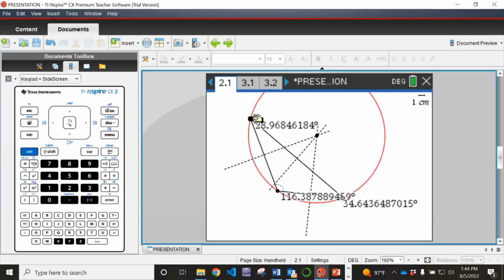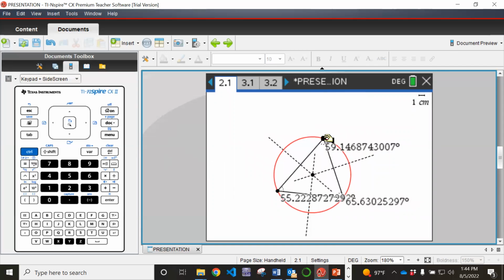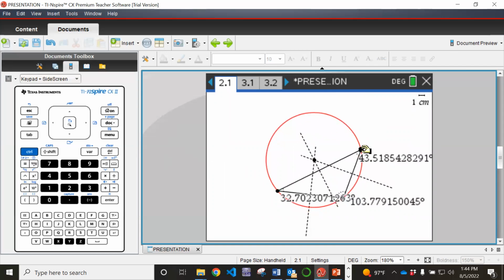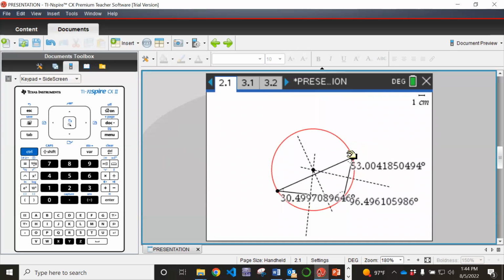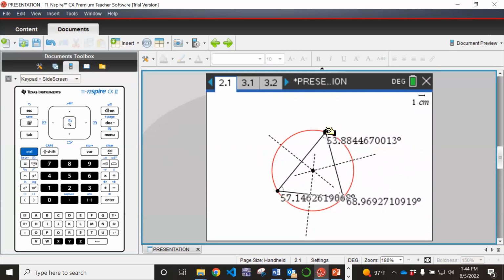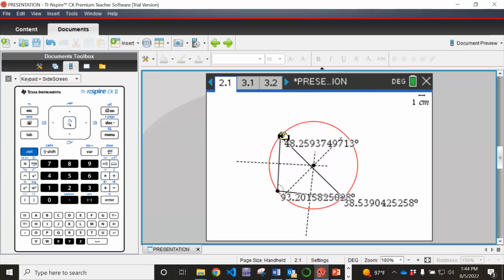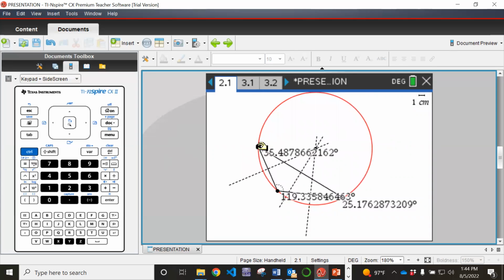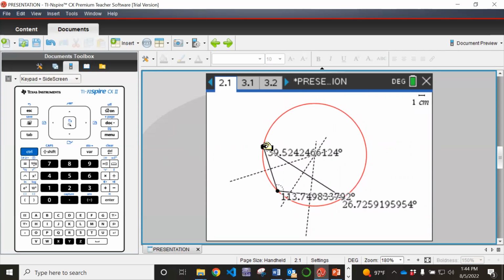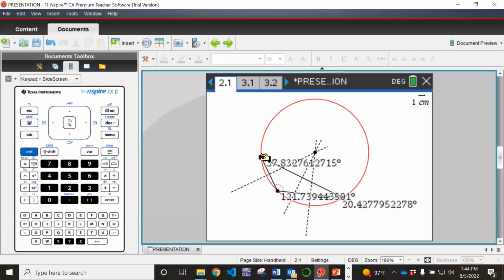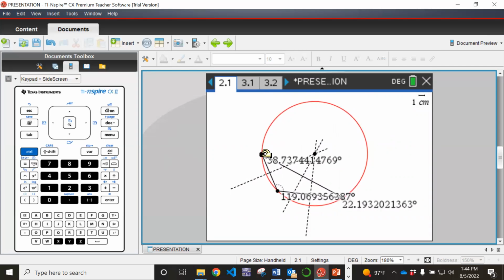As I move it around, what you'll notice, and if you've done much with geometry, maybe you've already done this in your classes with other platforms, is it's always updating everything, the angles included, as well as showing that these 3 points are always on this circle, with the circumcenter being the location of the intersections of the perpendicular bisectors of the sides of the triangle.